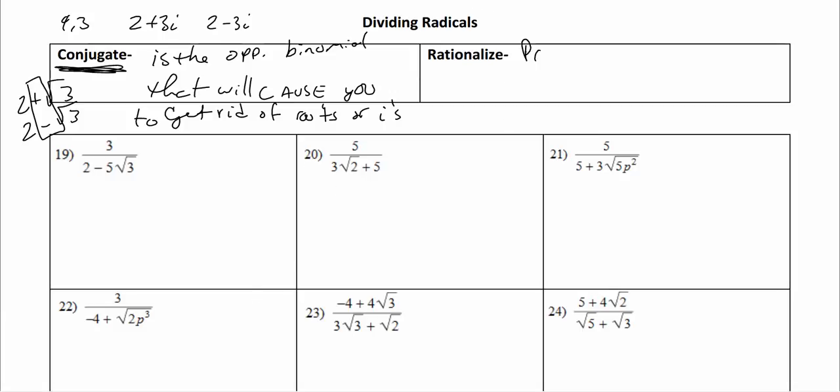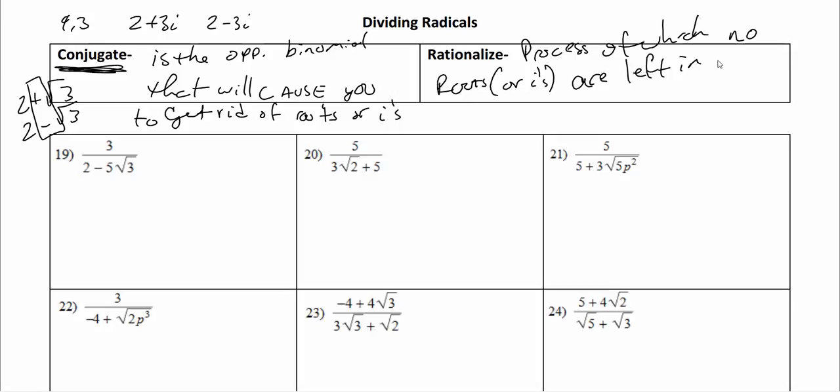Rationalizing. This is the process of which no roots or i's, I know we're not dealing with i's, but I just want to again go through the whole thing. Process of which no roots or i's are left in your denominator. Now you might be asking, like, why? What is the purpose of this? Well, we rationalize because it just looks bad.